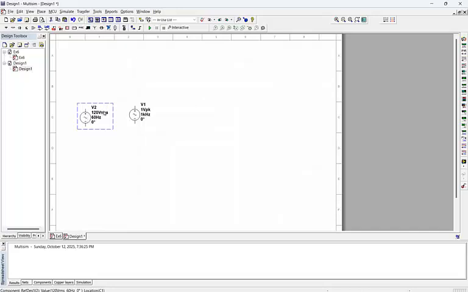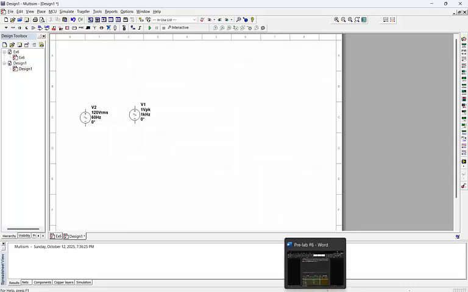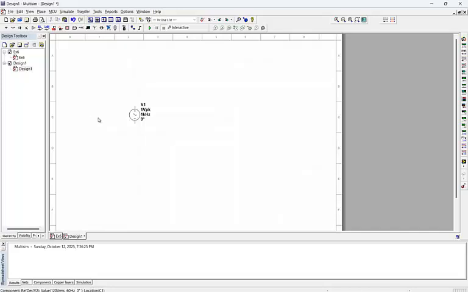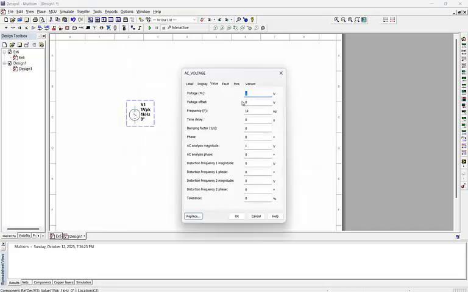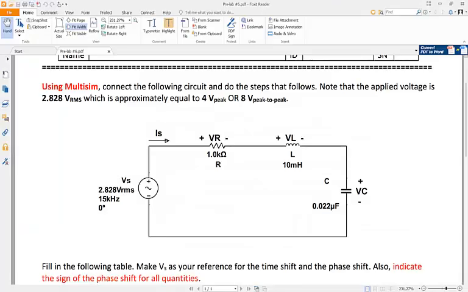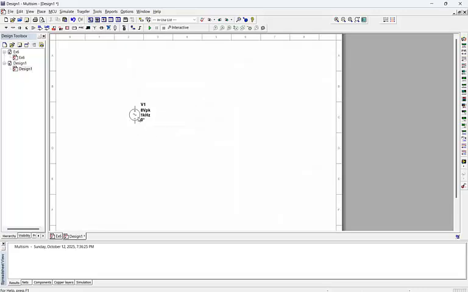Of course, I could convert between VRMS and V peak, but if it is given in the example to put V peak, there is no need to convert, just choose the suitable component. So here we have VRMS 2.8 to 8, or we could simply use the voltage peak or 8 voltage peak. You could choose either one of them. I would like to use this and make it 8 volt. Also, the frequency is 15 kilohertz.